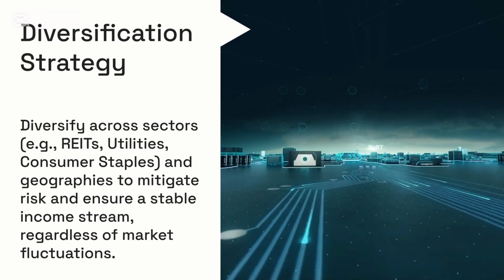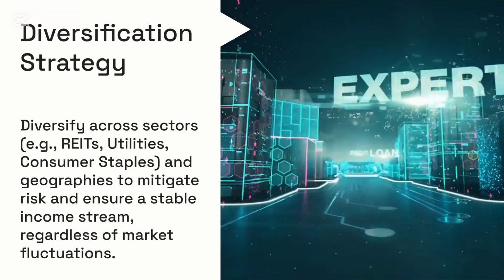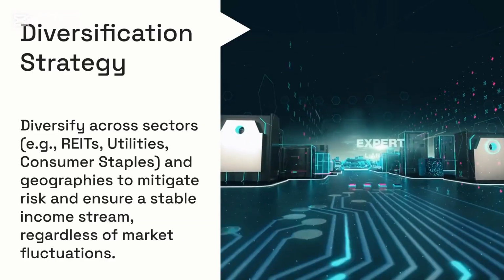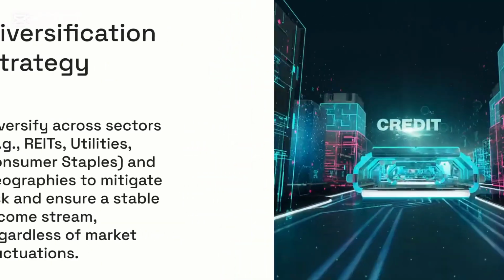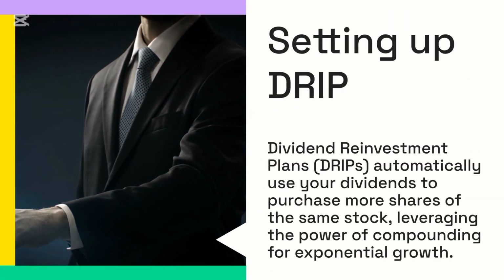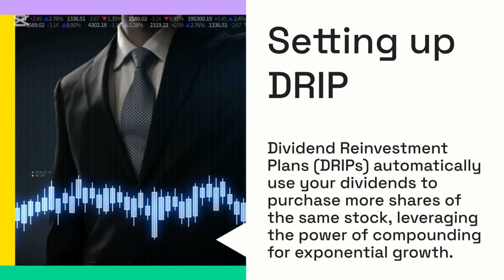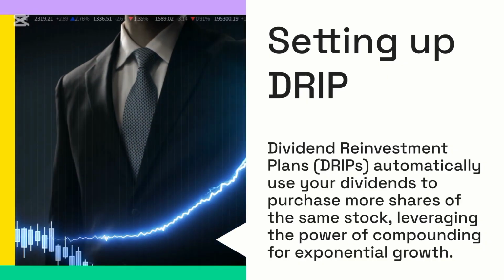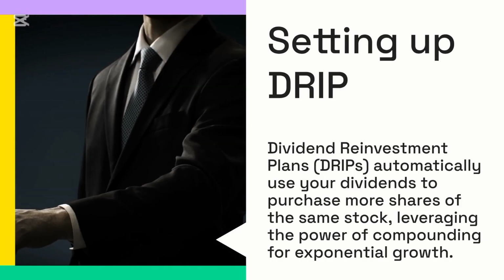A strong dividend portfolio must be diversified. Spread your investments across various sectors to ensure that a downturn in one area doesn't jeopardize your entire income stream. Automation is achieved through DRIPs. Setting up a dividend reinvestment plan means every payout is automatically used to buy more shares, exponentially accelerating your portfolio growth over time.